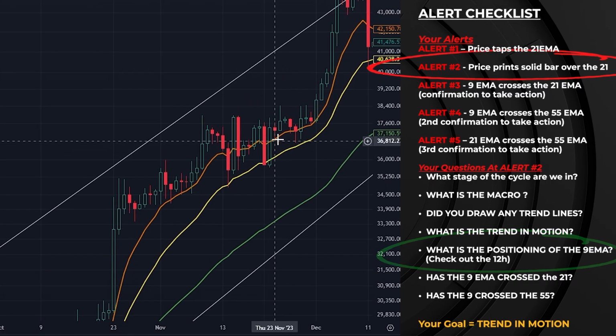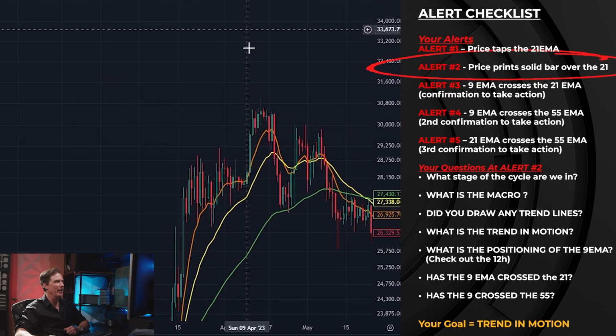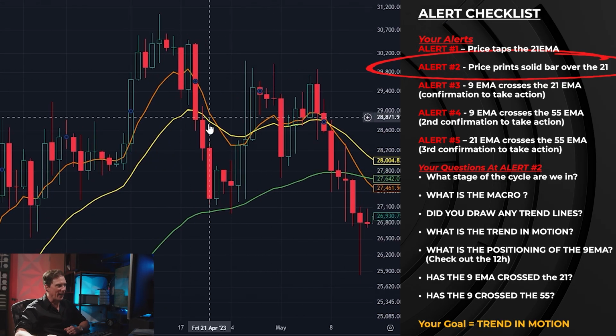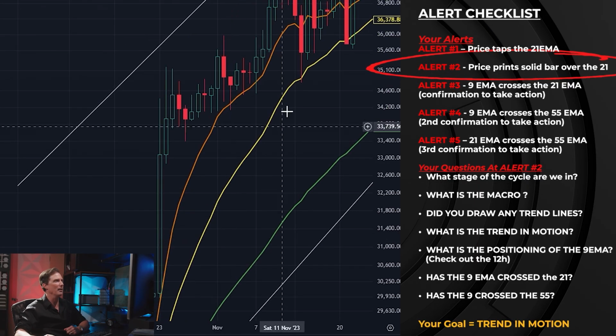The 9 is going sideways. It's not close to the 21. It's not coming in at a steep angle towards the 21, right? Like over here, you guys can see the 9 is coming down at the 21 at a steep angle. It doesn't look like it's just gonna bounce off of it, right? It's coming in steep. In this case right here, it's not doing that.